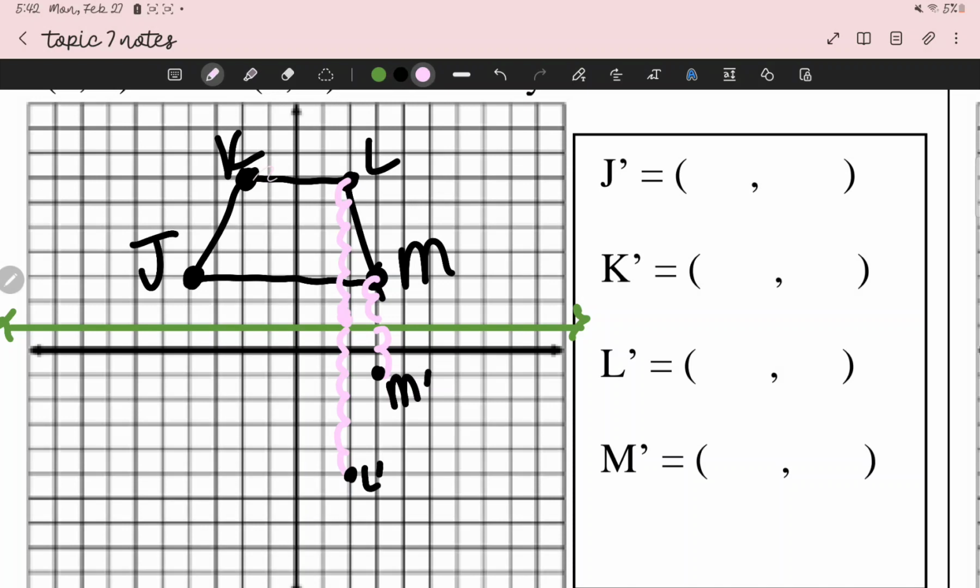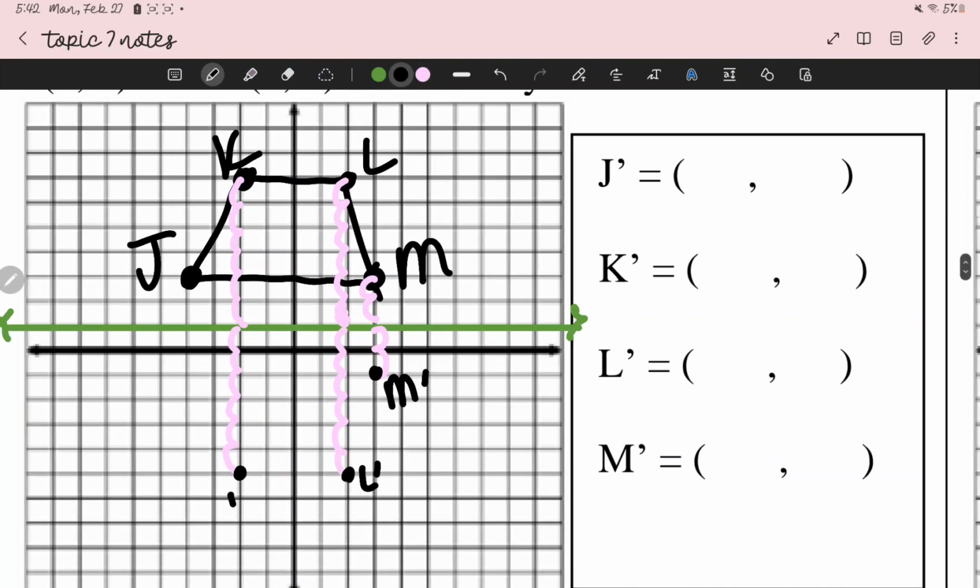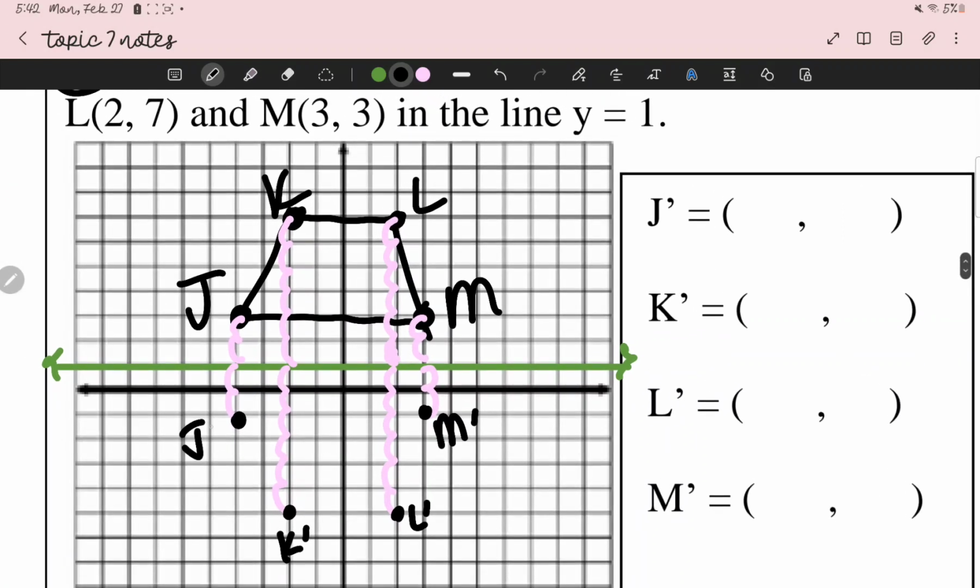All right, K, same thing. 1, 2, 3, 4, 5, 6 away. Okay, that's going to be K prime. And then J is 2 away again, 2 away down here. Okay. All right, and that's going to be my J prime.